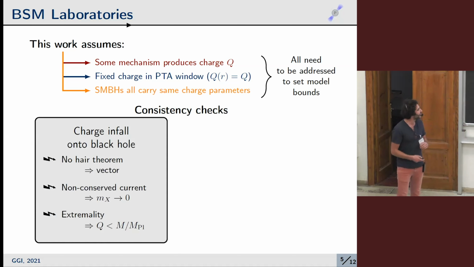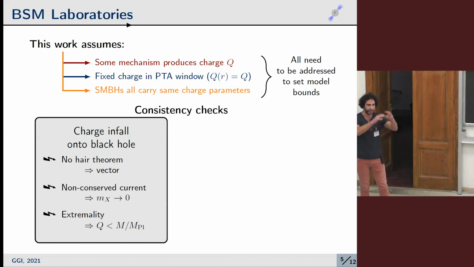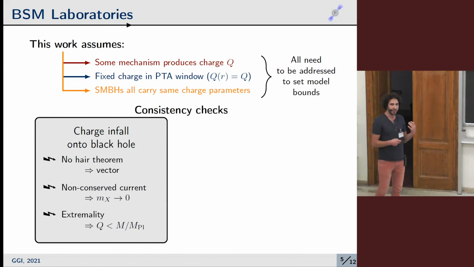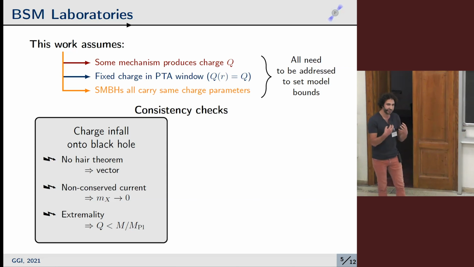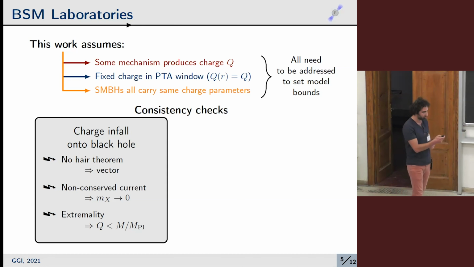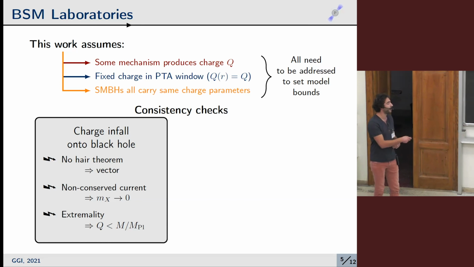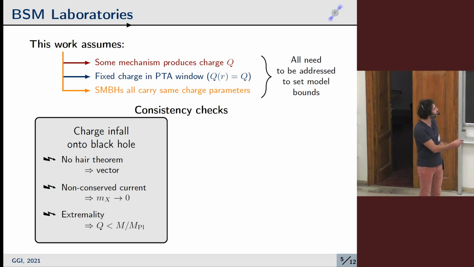That's what we did. You want to make sure that if you have charge which is infalling right on the black hole, so not in a cloud surrounding the black hole, then you have things like no-hair theorems that tell you that you need to have a vector mediator, not a scalar mediator, that's governing your dynamics. Black holes can discharge charge as a function of time if some sort of vector mediator has a mass. So you want the mass to be sufficiently small. And you also make sure you do satisfy extremality constraints on black holes, which tells you that the Q here, this charge, is less than about a mass over m Planck.